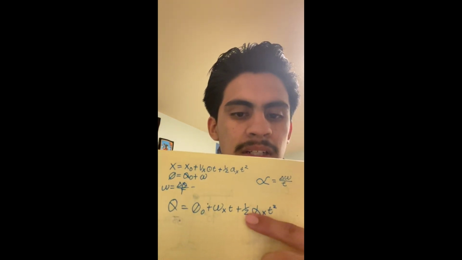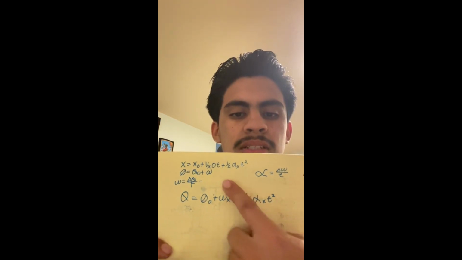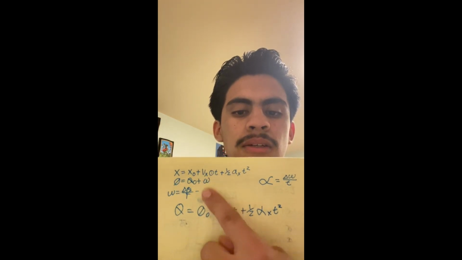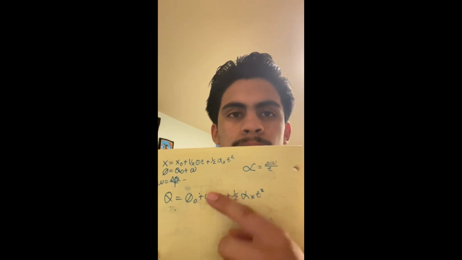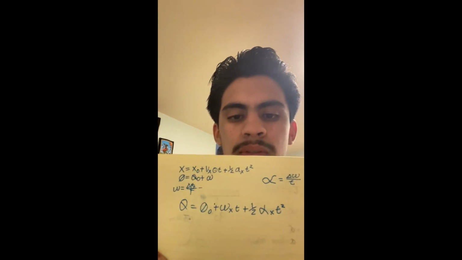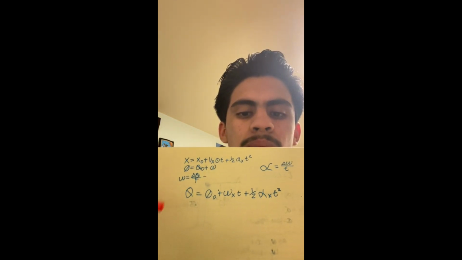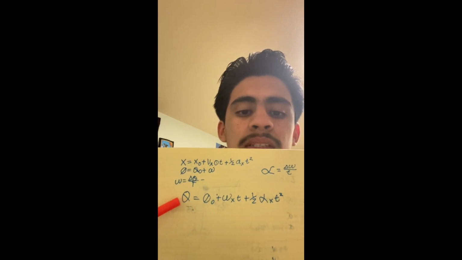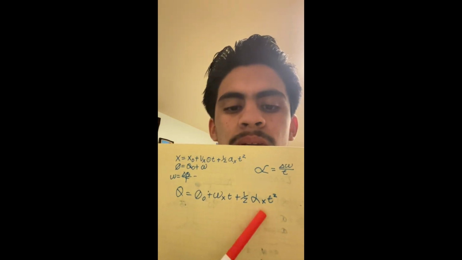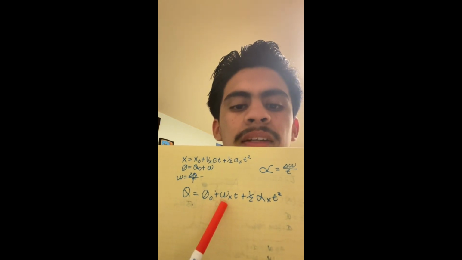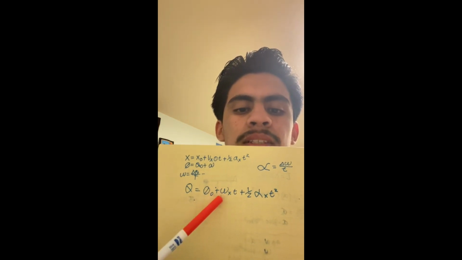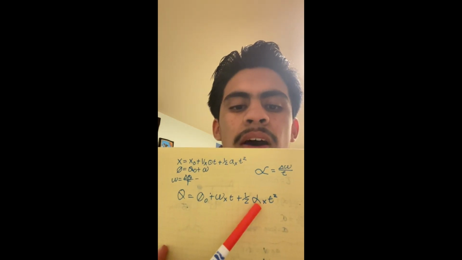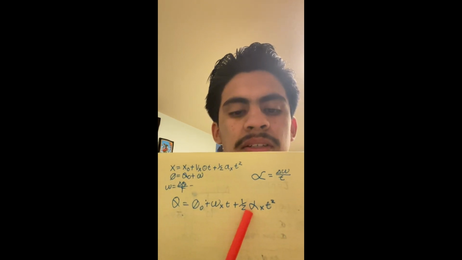So here our equation changed from linear to radial, where theta is the thing that we want to find. And our newly introduced units are omega, which is velocity, and alpha, which is acceleration.